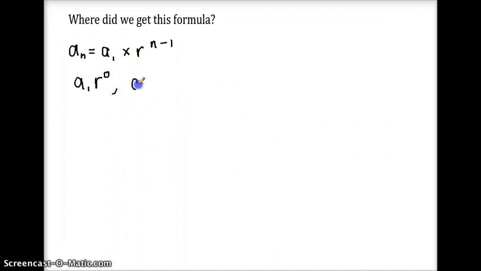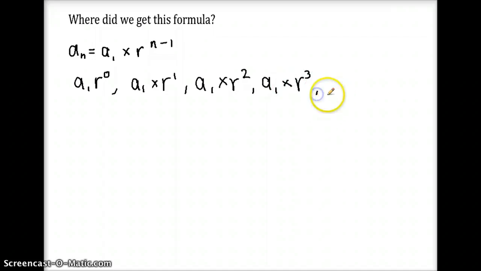The next term is going to be a1 times r to the power of 1, because it's the second term, so it's going to be 2 minus 1, so it's going to be 1. Then the third term is going to be r to the power of 2, then the fourth term is going to be a sub 1 times r to the power of 3, and it's going to go on and on until the last term of the sequence, which is a1 times r to the n minus 1, because this is the nth term. So it's the first, second, third, fourth, and so on, all the way to the nth term.